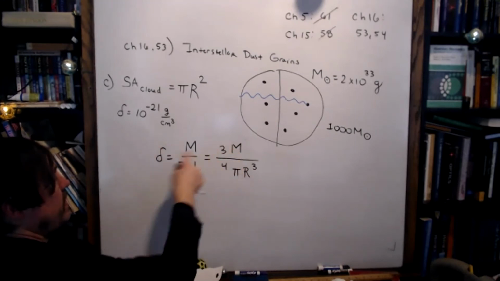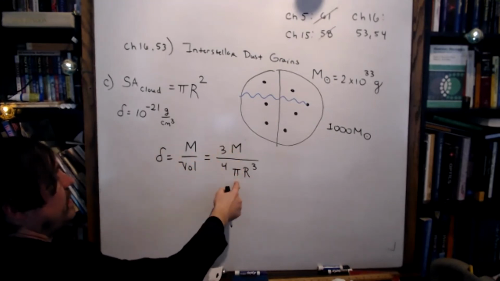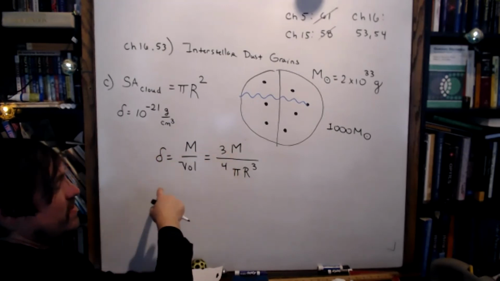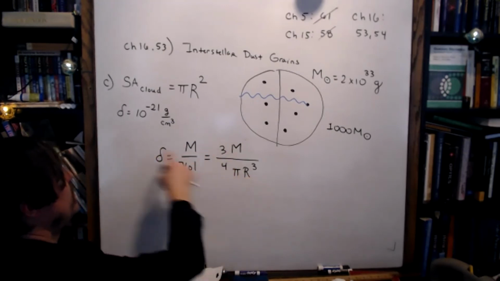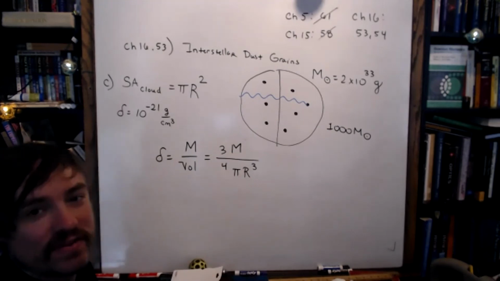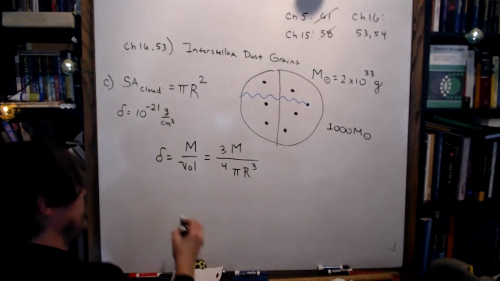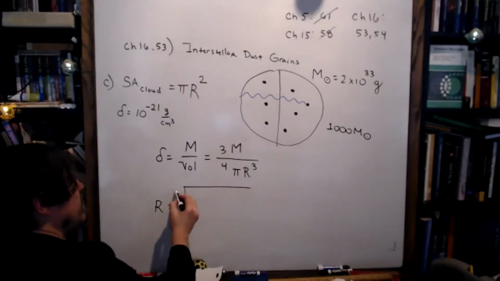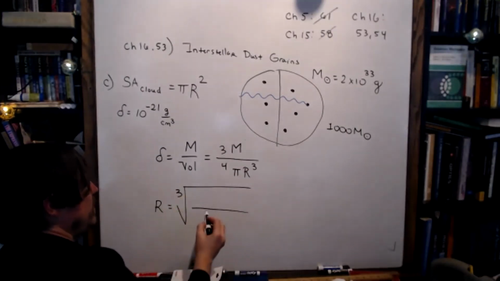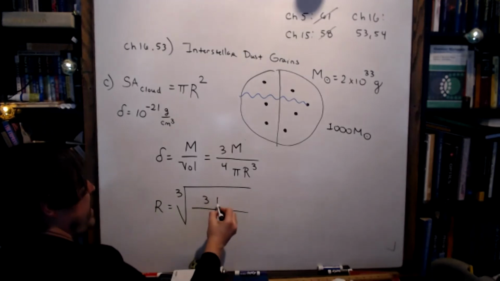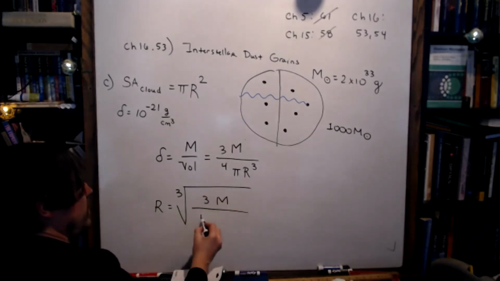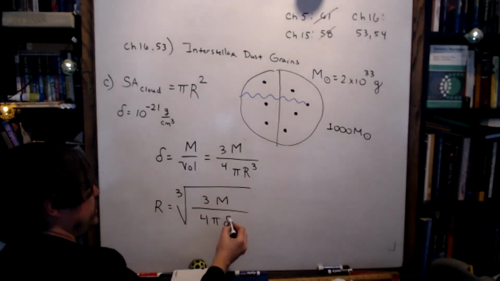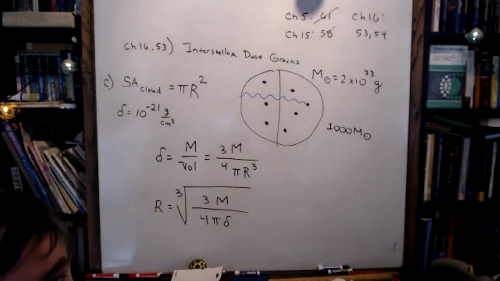Four goes up, 3 goes down, pi goes up, mass goes, wait, no, sorry, let's try that again. Radius goes up, density goes down, and then we take the cube root. So radius will equal the cube root of 3m over 4 pi times the density.